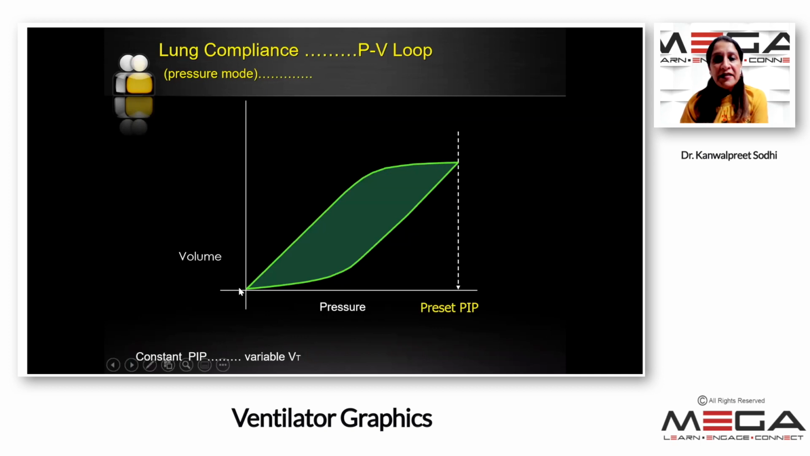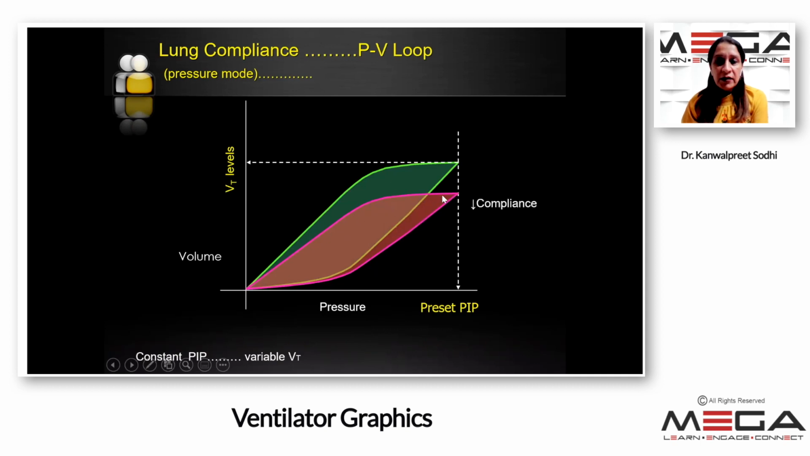Knowing the lung compliance, this is a normal pressure volume loop in a pressure mode. So to achieve a preset pressure, a certain amount of tidal volume is achieved. What happens here? To achieve the same preset pressure, the tidal volume achieved is much lesser. So this tells about the flattening of the curve in the pressure mode. If the pressure volume loop is flattened, this tells us that the lung compliance is massively decreased.